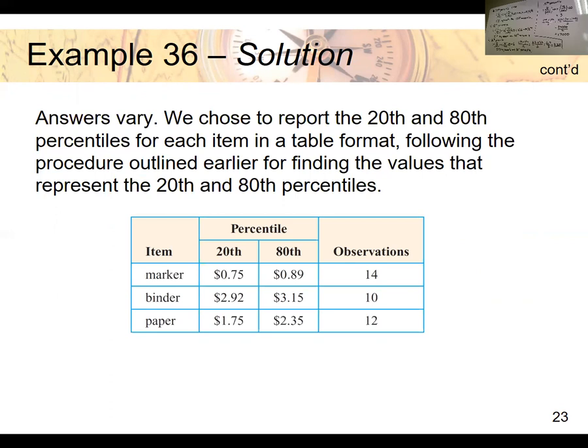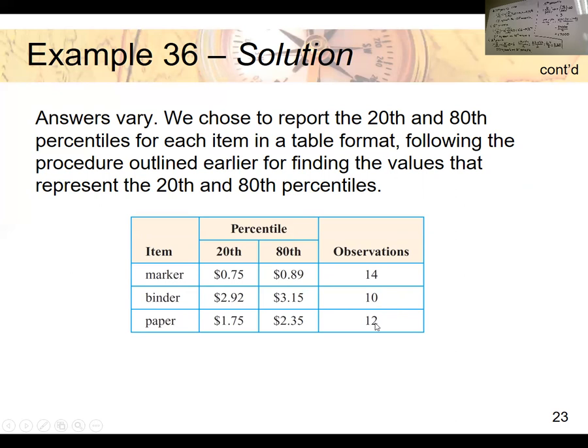They're following the procedures outlined earlier for finding the values that represent the 20th and 80th percentile. Here they have to sort the data set in numerical order for markers, for binder, and for paper. And they use I is equal to P over 100 times N. And then located the number that's in the 20th percentile for each of these supplies, and the 80th percentile for each of these supplies, and the number of observations. That would be N. Because there were 14 prices for markers, 10 prices for binders, and 12 prices for paper.